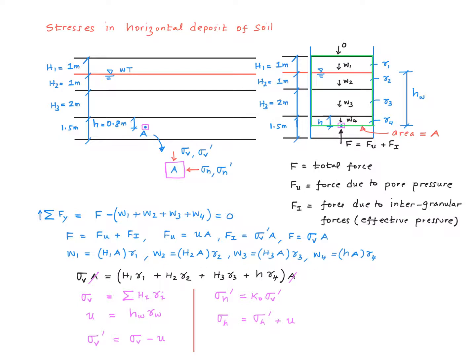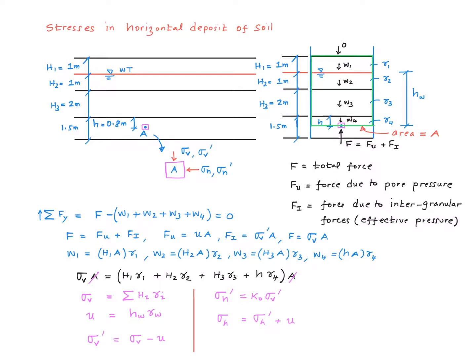Now you substitute these expressions in our equilibrium equation. We get this equation. Sigma V is simply the sum of Hi gamma i. In other words, you sum up the contribution of H times gamma for all of the layers above the point of interest, and you get the total vertical stress.